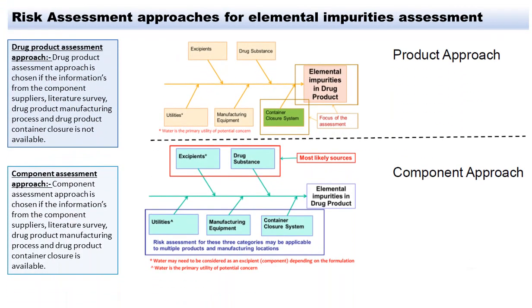There are two approaches, the product approach and the component approach. The drug product assessment approach is chosen if the information from the component suppliers, literature survey, drug product manufacturing process and drug product container closure is not available. In the product approach, the main focus is on the container closure system and elemental impurities in the drug product. The component assessment approach is chosen if this information is available. In the component approach, the main focus is on drug substance, excipients, manufacturing equipment, utilities, that is water, and container closure system.